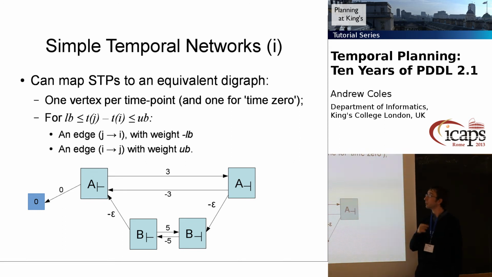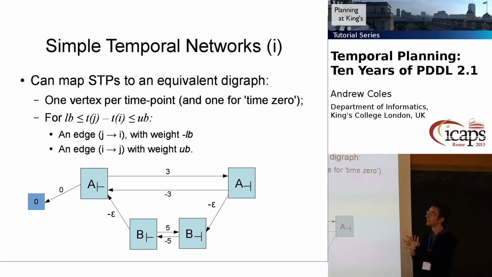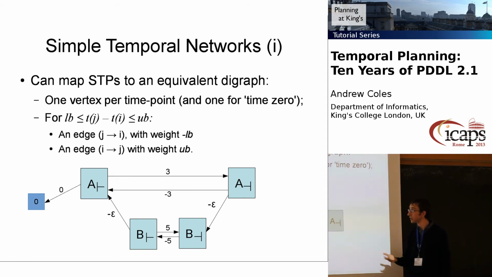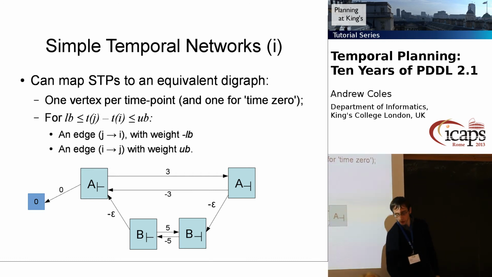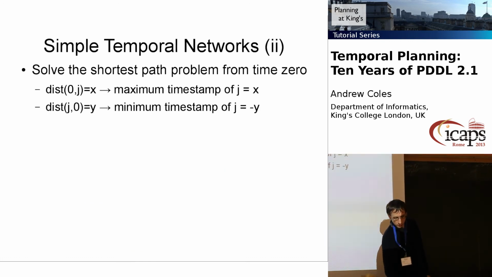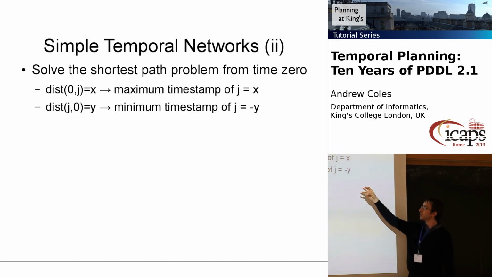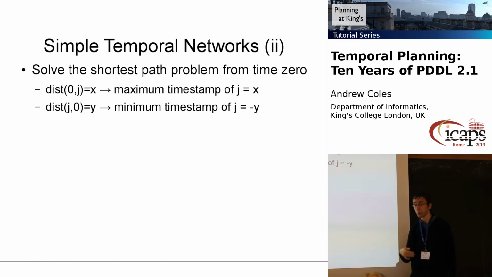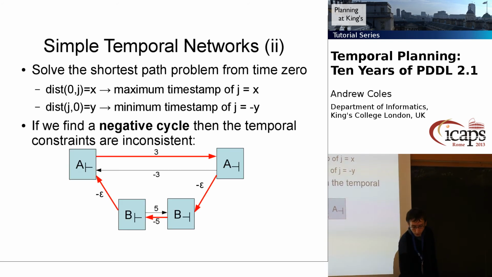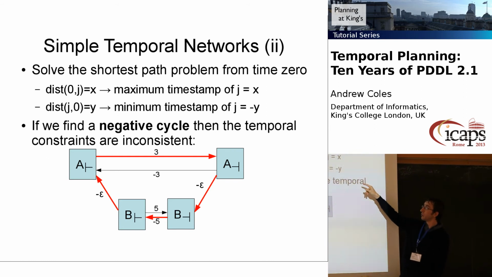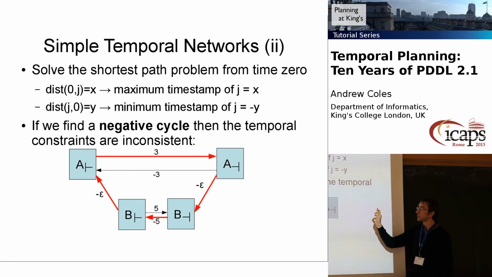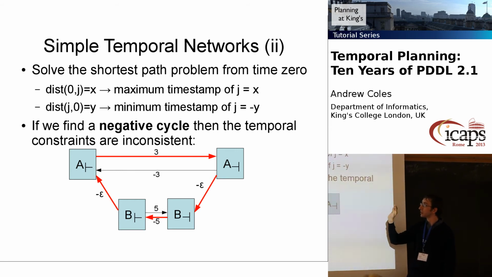And the beauty of it, from the point of view of temporal planning, is not only can we use it to find out what timestamps to give the actions, such that temporal constraints are satisfied, we can also use it to do a consistency check. If we solve the shortest path problem of a simple temporal network, and we find a negative cycle, then we've actually shown that the plan sequence decisions we have made are temporally inconsistent.